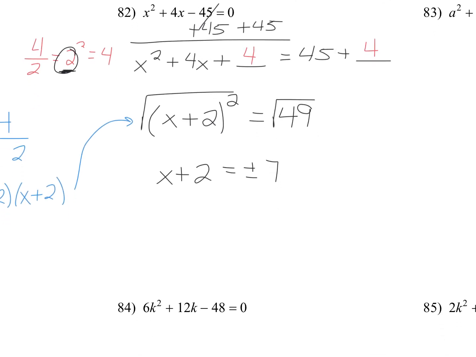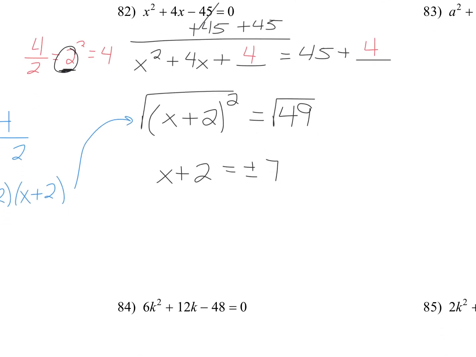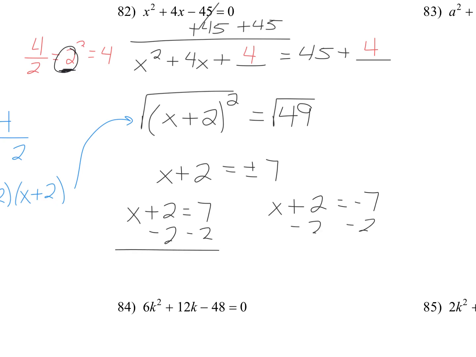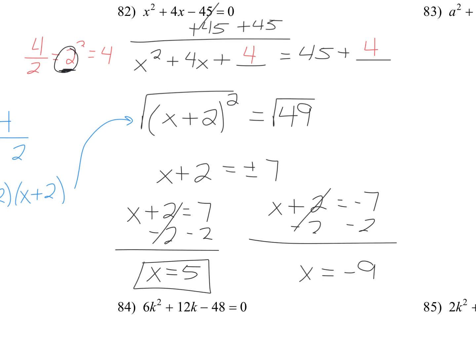And then what's my last step once I get here? Yep, so we have x plus 2 equals positive 7, and we have x plus 2 equals negative 7. And then you just solve them both separately by subtracting 2. So we get x equals 5 over here, and then we get x equals negative 9 over here. Questions on completing the square?